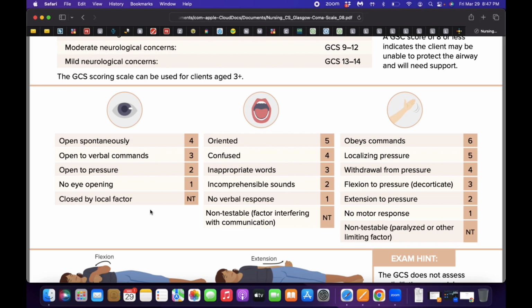You give a score of 3 if you flex muscles inward in response to pressure. You give a score of 2 if you extend muscles or stretch outward in response to pressure. And you give a score of 1 if you don't move in response to pressure.